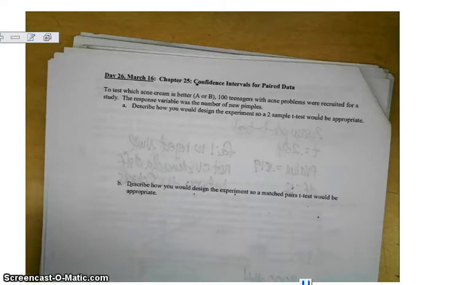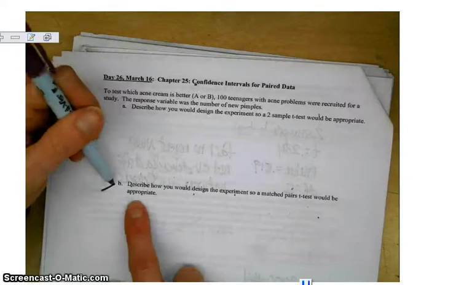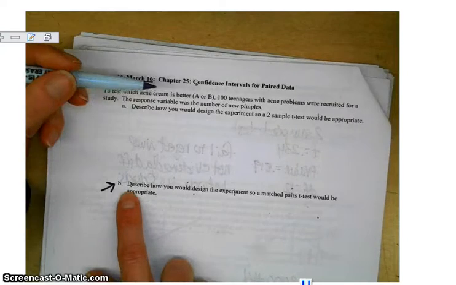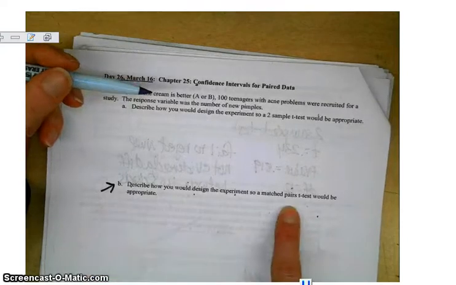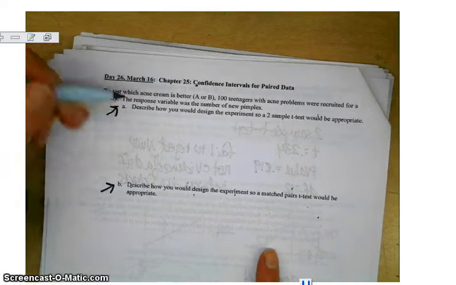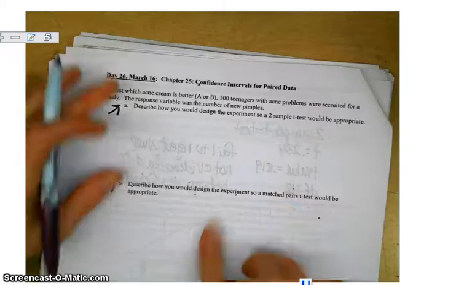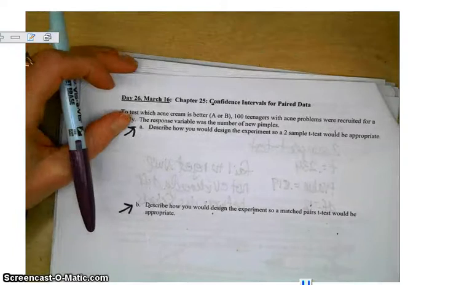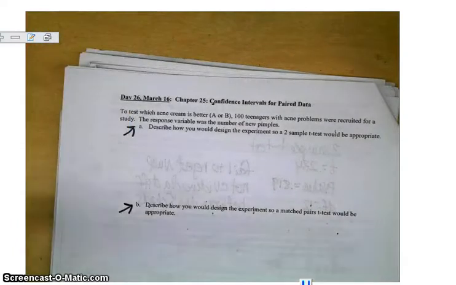Can you do a matched pairs t-test? We are not asked to do a matched pairs t-test yet. We're going to do that in part B. Because what you need to realize is that with this study, a matched pairs design would be a good idea, given the way different people's skin reacts to acne treatments. But you could also design it as a 2-sample t-test. So this is a good review of how to design experiments.